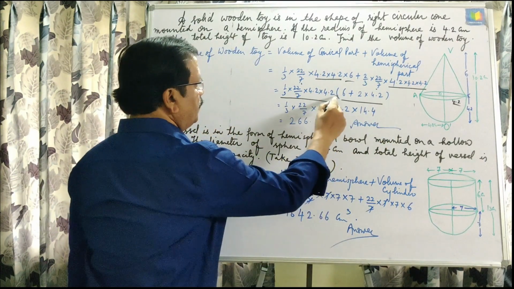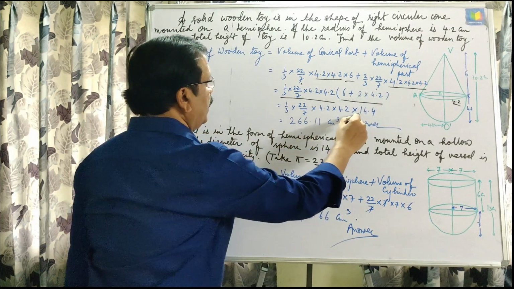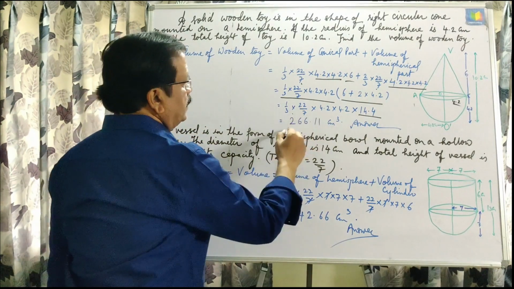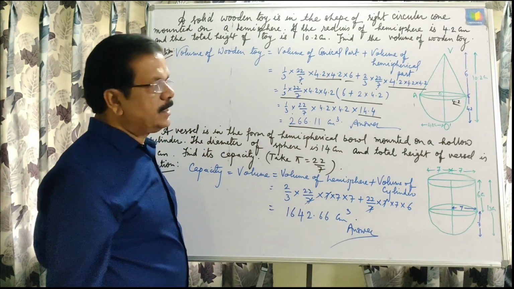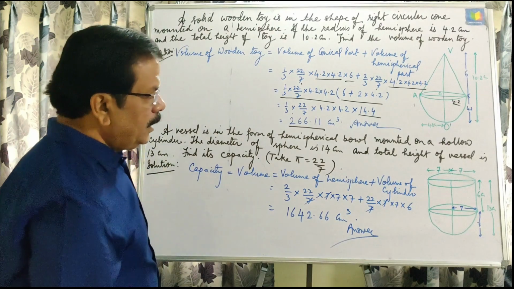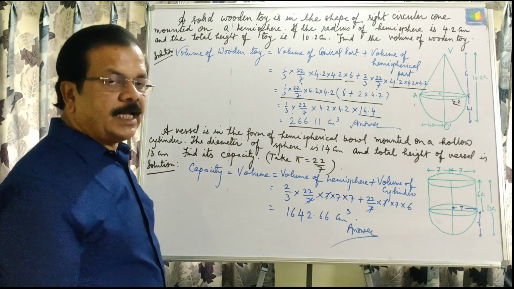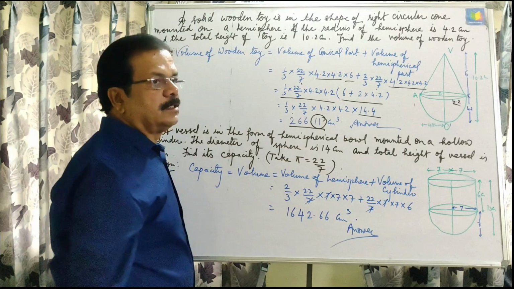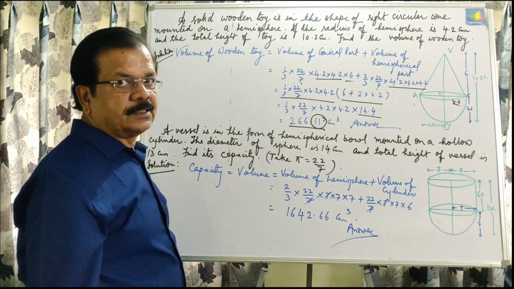Whatever is common, you just take common, and the rest of the terms are already simplified very easily. After taking common, this is 6 plus 2 into 4.2, and this is coming 14.4, and after solving this, 266.11 centimeter cube. In all the questions, if you are getting the answer in decimal form, then try to find it correct to 2 places of decimal. Okay? Because answers are also being checked.